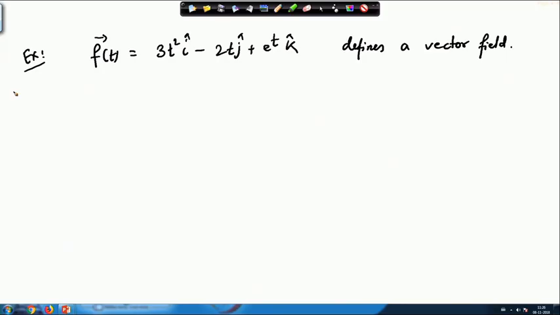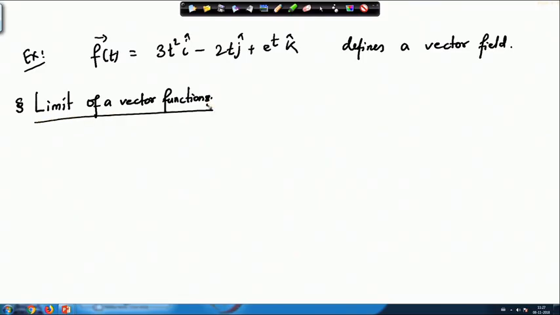Now, the next topic. After the function of a scalar variable, we usually study the limit of scalar functions. So, here also we will look into the limit of a vector function. How do we define it, what do we mean by it, and we will work out some examples. So, let us start. Limit of a vector function.